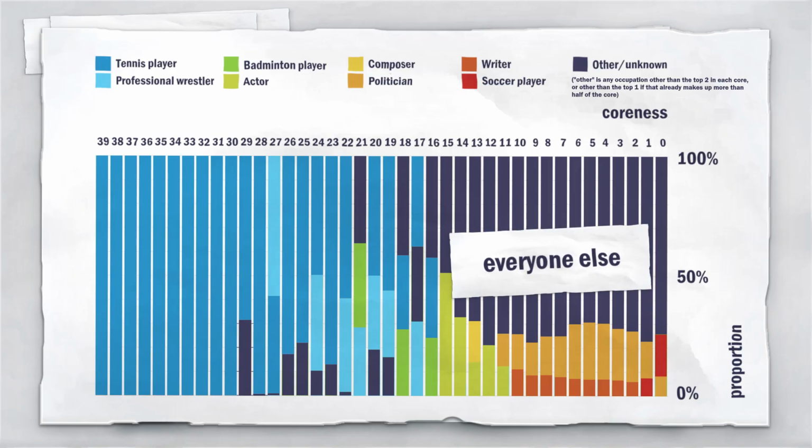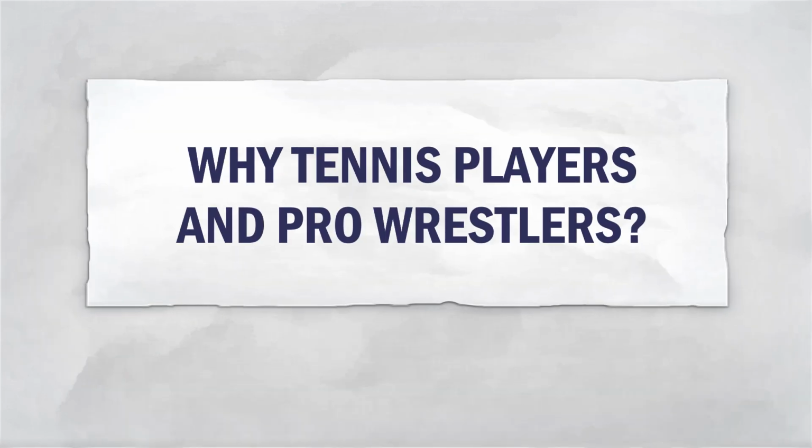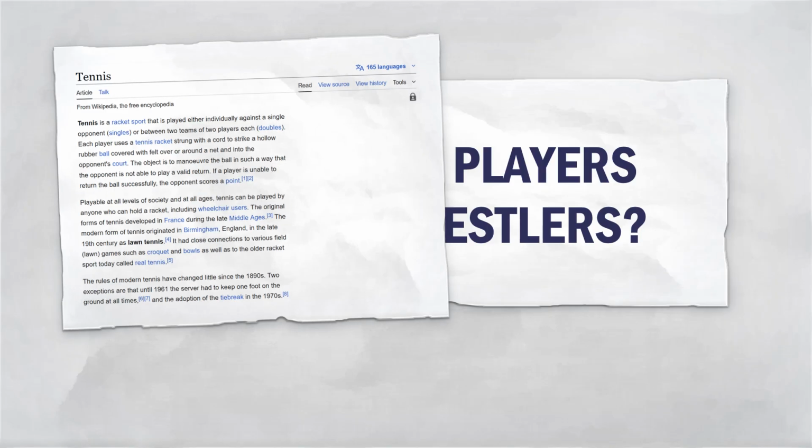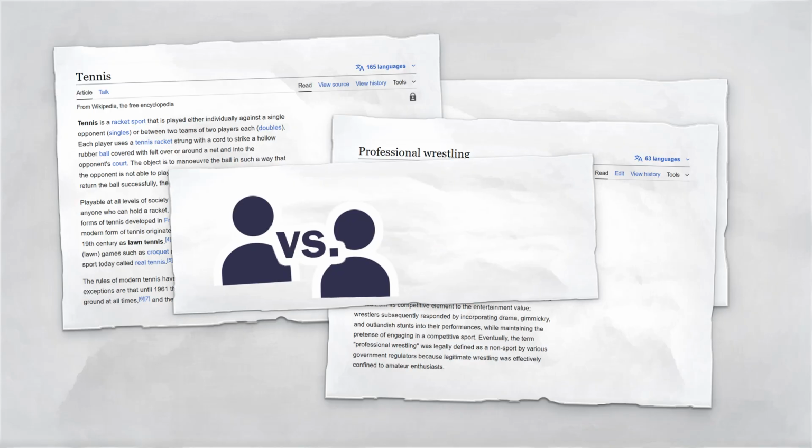All the people you think of as well known or important, movie stars, musicians, writers, politicians, scientists, they don't stand a chance against tennis players and professional wrestlers. So, why? What makes tennis and wrestling so central to Wikipedia? Now, I don't know much about tennis or professional wrestling, but what I do know is they're both single-person sports, where a person has a 1v1 match against another, and those matches are all worth documenting.